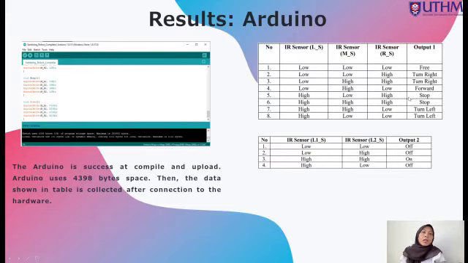So next is the table for the sanitized room. There are another 2 sensors, and the UVC only turns on when the condition of the 2 sensors is high, and other than that it will be turned off. So this is the result for hardware.